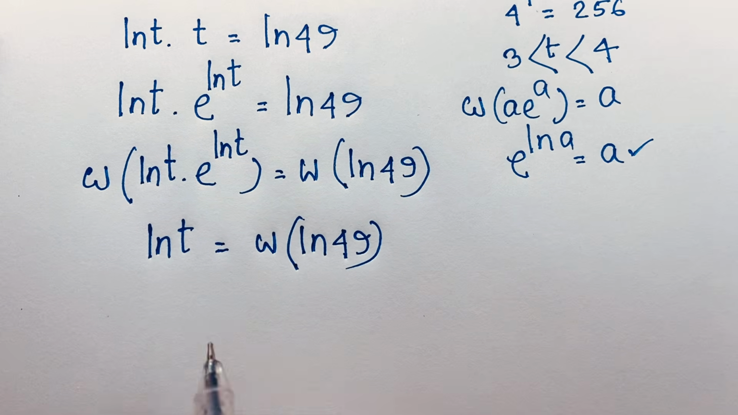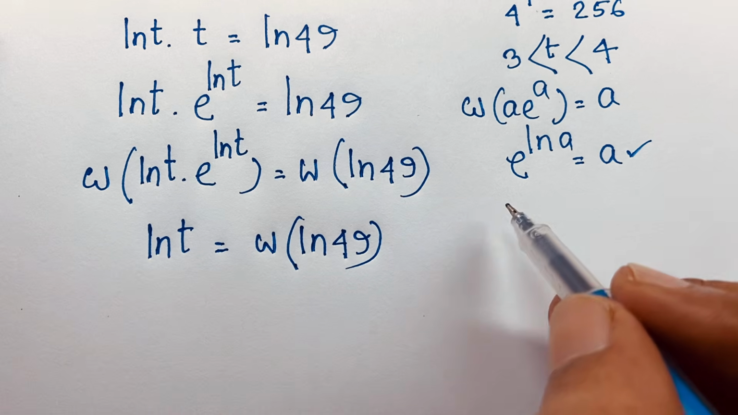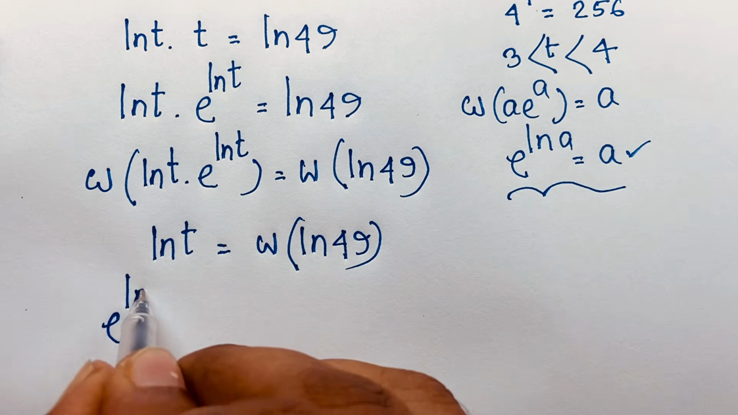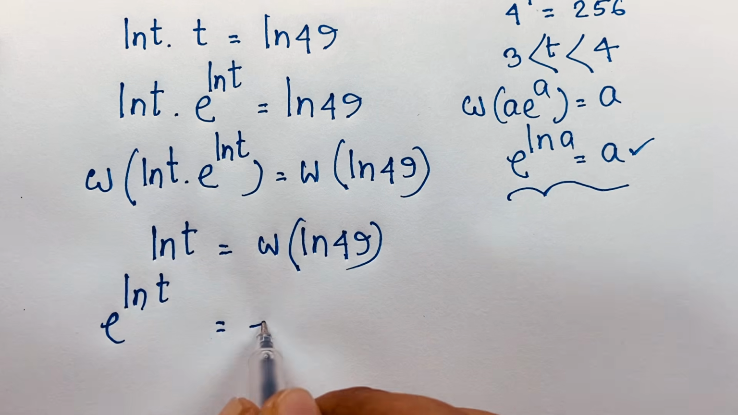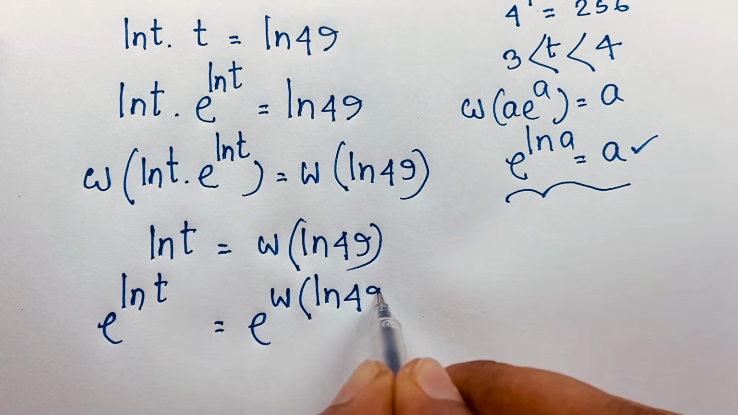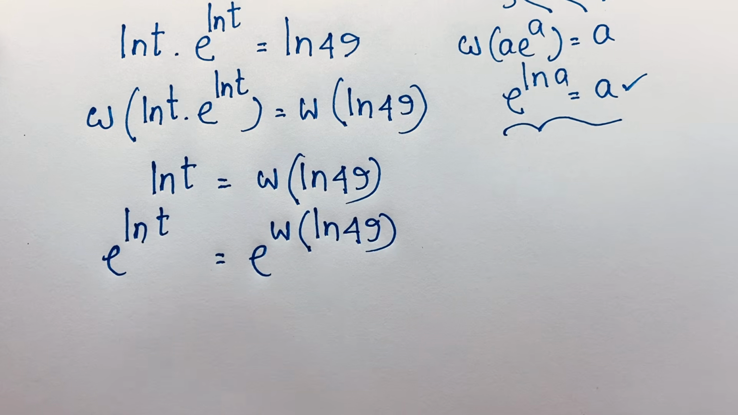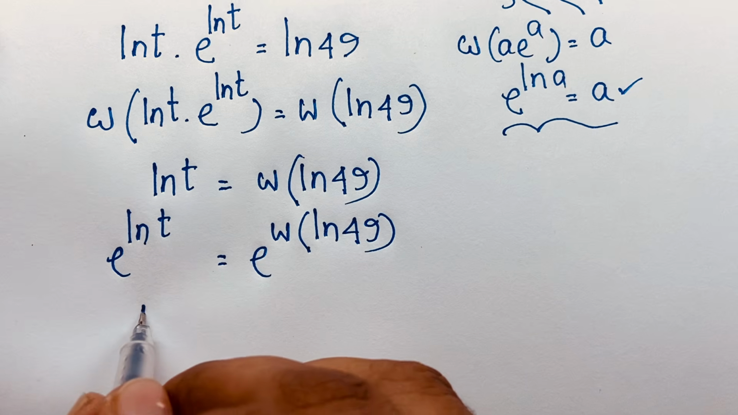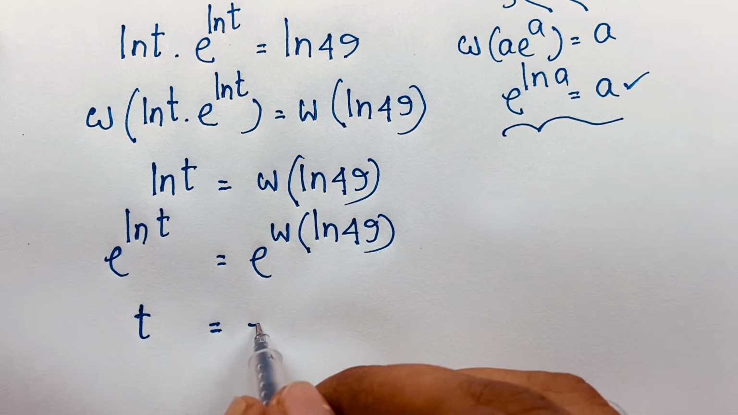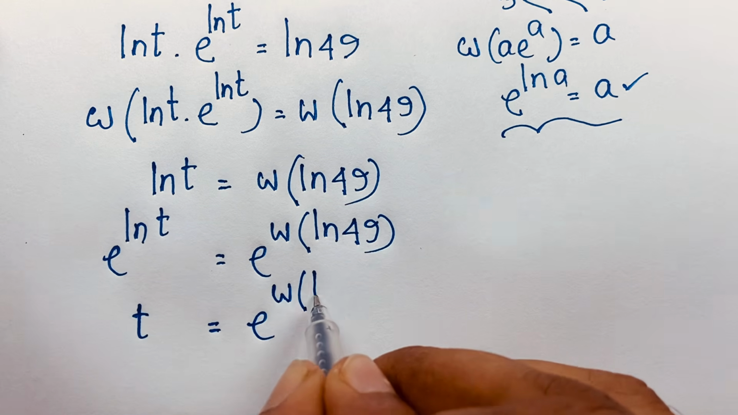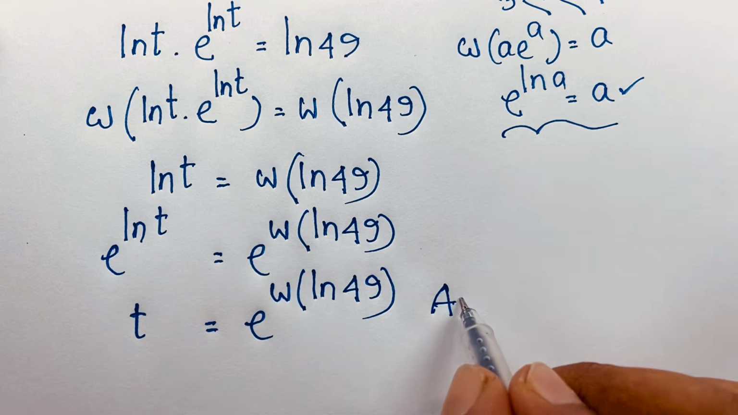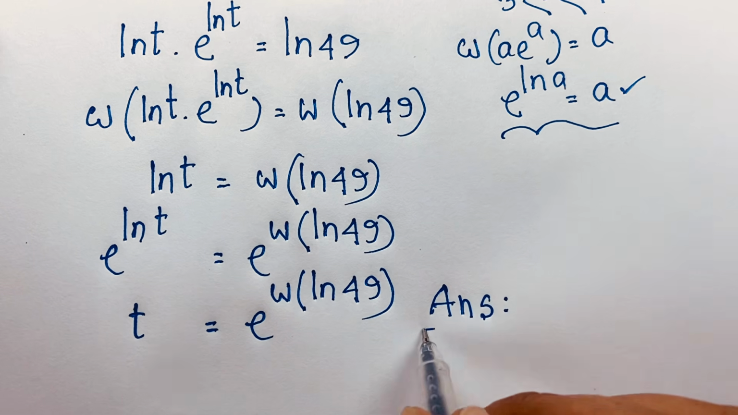Now this is ln t, but t is equal to what? So I apply this formula again. I use e on both sides: e to the power ln t is equal to e to the power Lambert W function of ln 49. Now this e to the power ln t is t, which is equal to e to the power Lambert W of ln 49. This is our final answer in this exponential hard maths question.